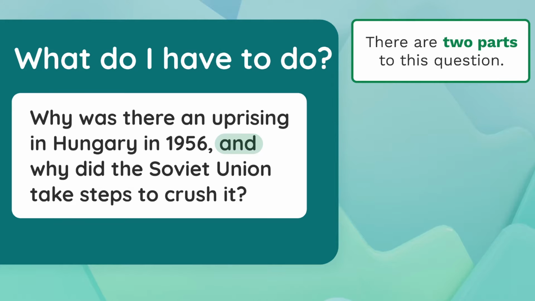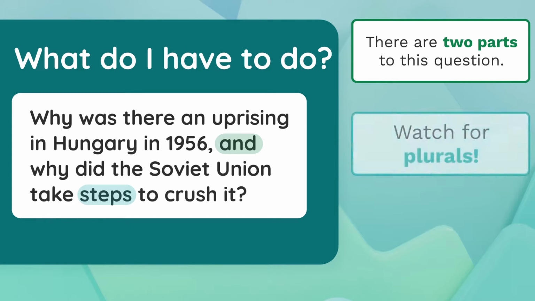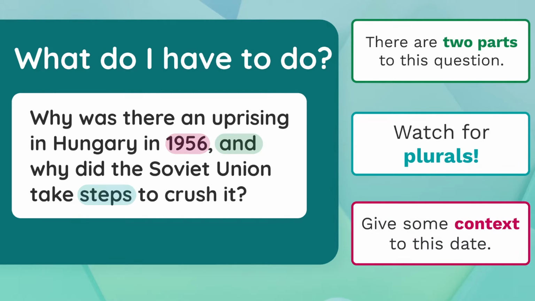The other thing to keep an eye out for is that a lot of the cases are plurals. It's not just one step, it's steps. Why did they keep going to try to crush it? Why was it so important to them that this Hungarian uprising didn't happen, or didn't get out of hand, or didn't succeed? Why did they try this and then this and then this in order to crush it? Also, always keep an eye out for dates, and of course the date is mentioned here.